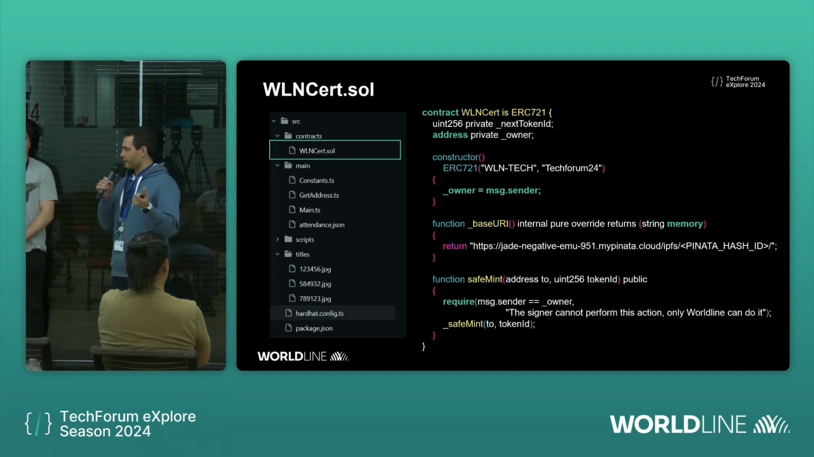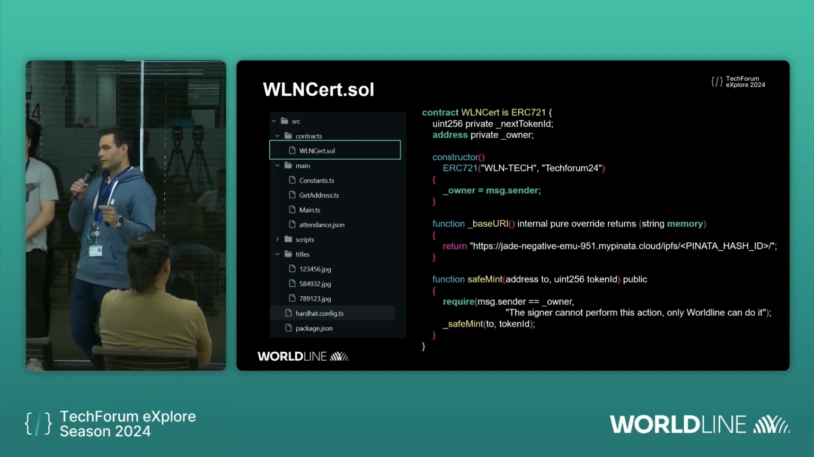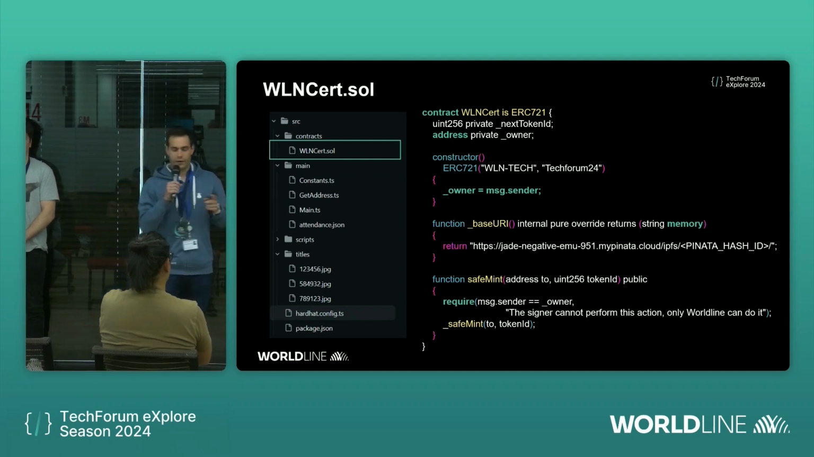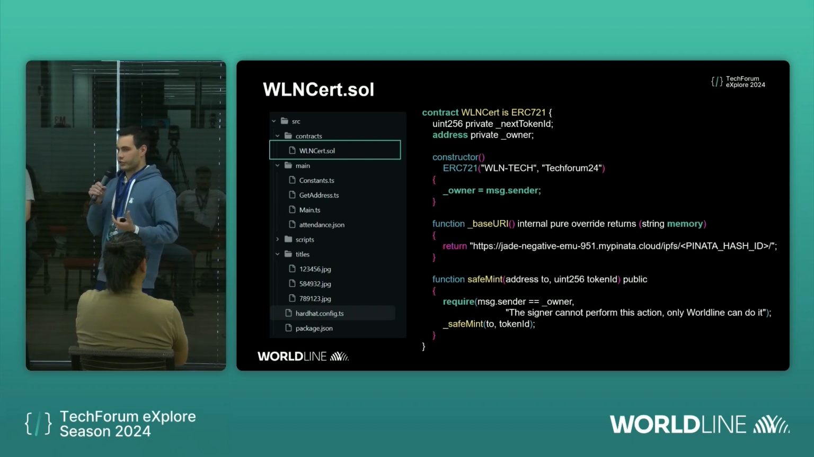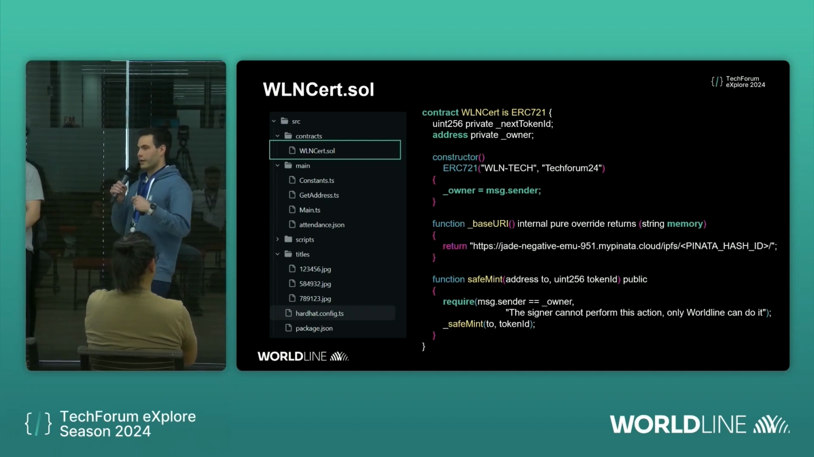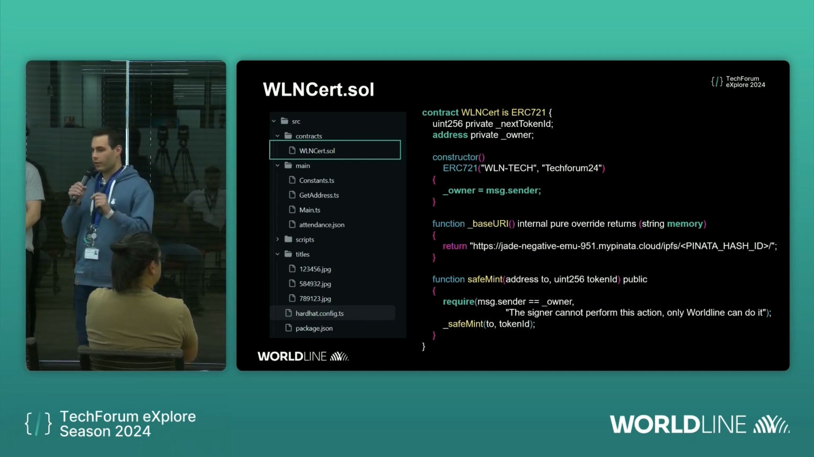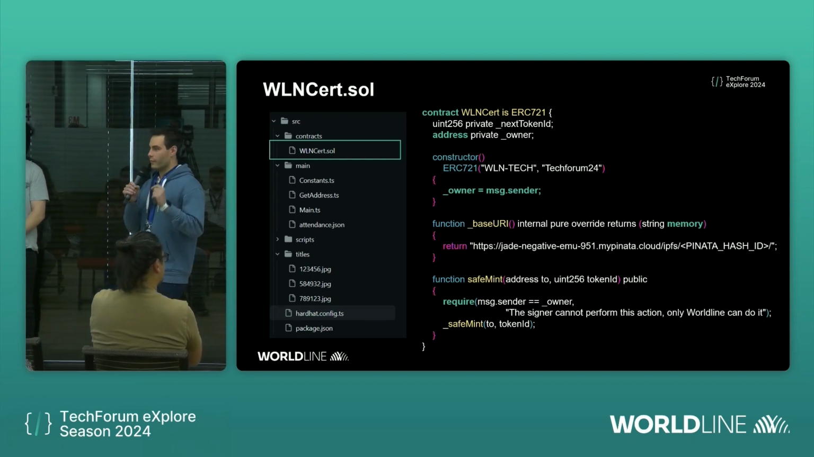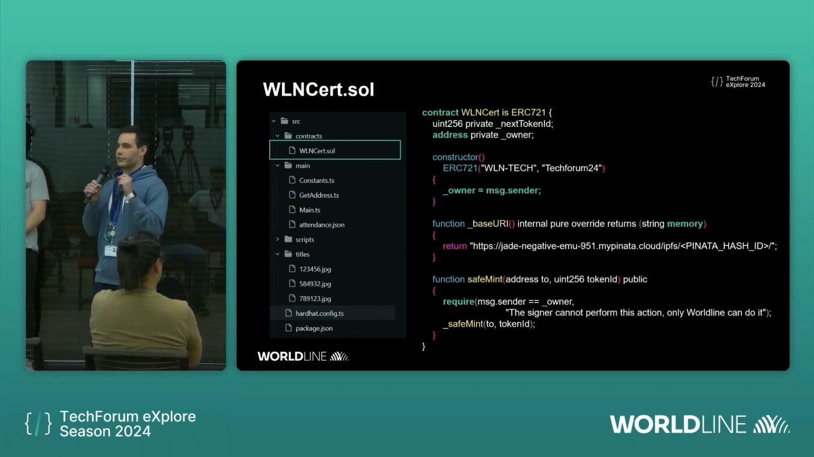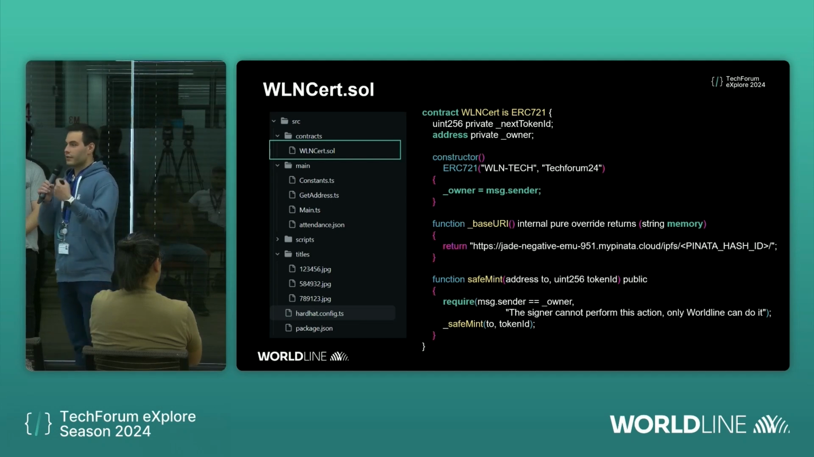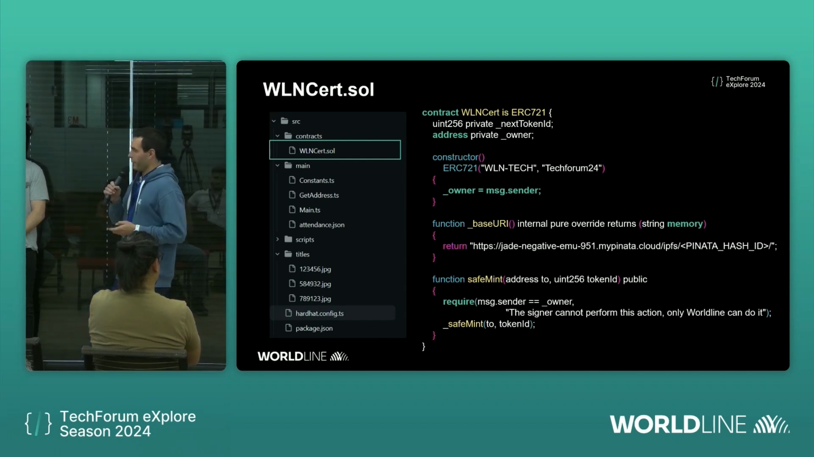The safeMint function has another important word in Solidity, require. Require is like a restriction. With this word, we are restricting who can use this function. In this case, only the owner of the contract, only the person, or in this case, the organization, who deployed the smart contract into the blockchain can assign certificates to someone.